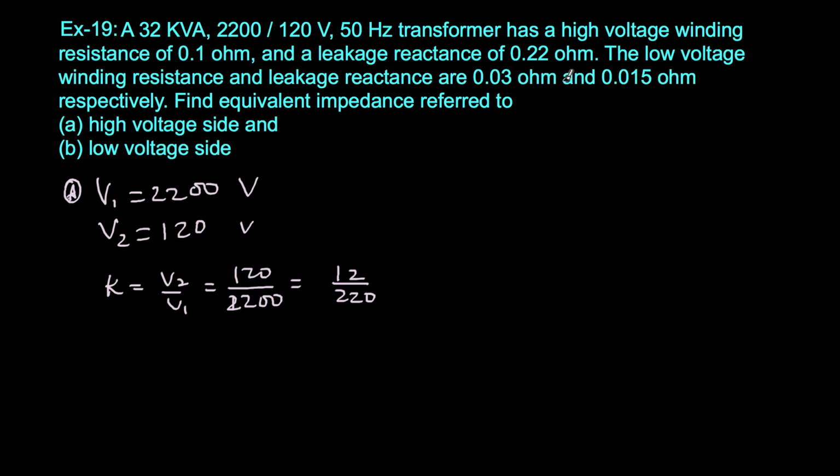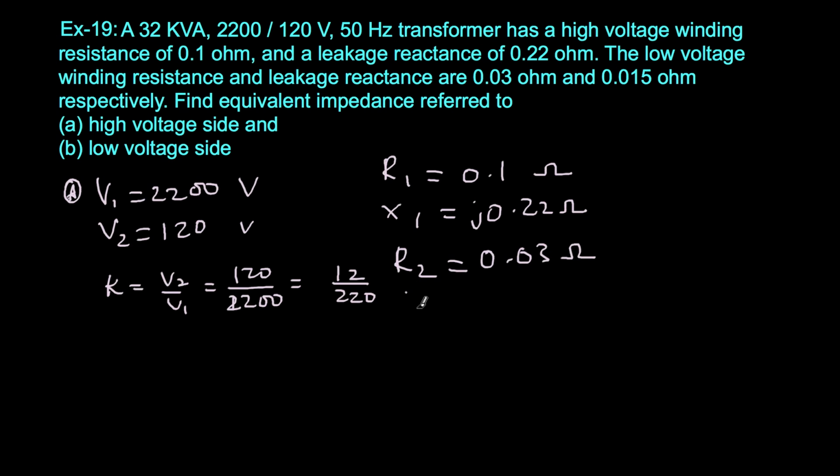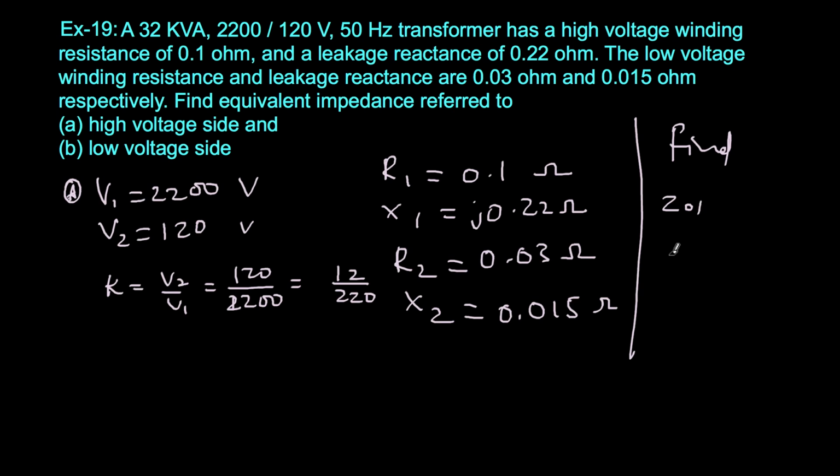The high voltage winding has a resistance of 0.1 ohm and leakage reactance. So R1 is given as 0.1 ohms, and X1 is j0.22 ohms. For the low voltage winding side, R2 is given as 0.03 ohms and X2 is given as 0.015 ohms. So this data is given. We have to find the equivalent impedance referred to the high voltage side, and so basically we have to find Z01 and Z02.